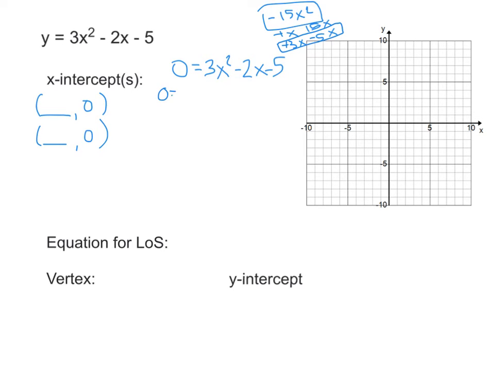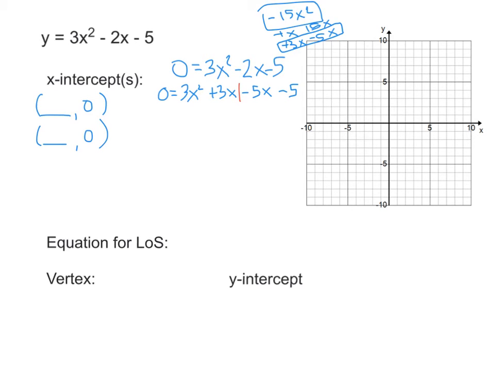So 0 equals 3x squared, and then our -5 over here, plus 3x minus 5x in the middle. By the way, if you don't like factoring, you could have used the quadratic formula right from the get-go on this, using 3 for A, -2 for B, and -5 for C, and use the quadratic formula if you are more comfortable with that.